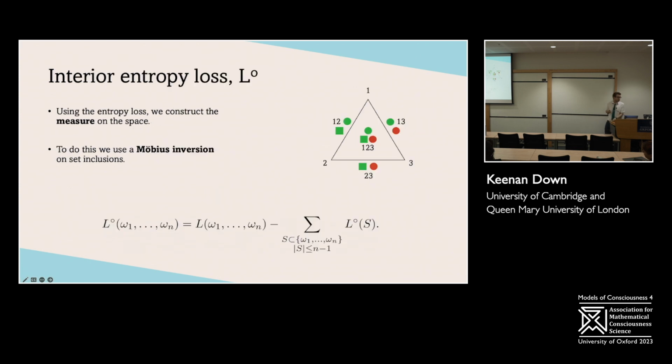Okay. So then there comes a little bit of a mathematical trick. To actually assign entropy towards these different atoms, we do a Möbius inversion, and we compute this thing called the interior entropy loss, and this will assign an amount of information to each of these individual atoms. Okay, so this one in the middle is going to depend on how we're building the ones on the outside.